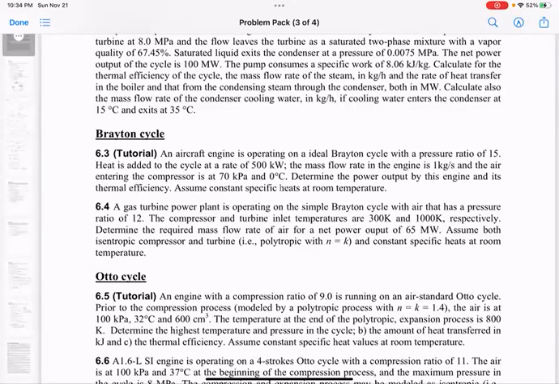So now we're going to do our Brayton cycle question, and we'll do 6.3. An aircraft engine is operating on an ideal Brayton cycle with a pressure ratio of 15. Heat is added to the cycle at a rate of 500 kilowatts.